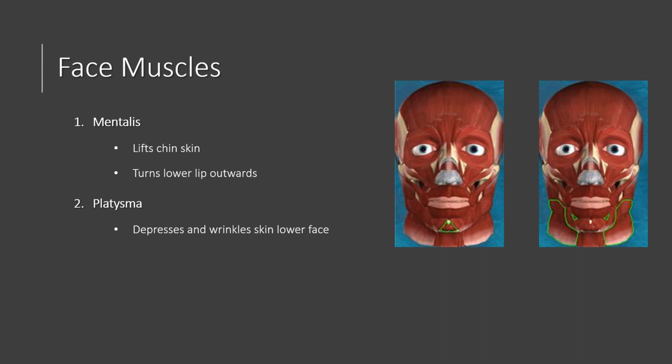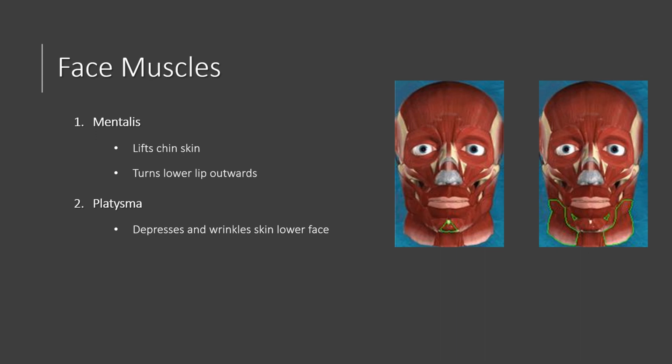So the mentalis is on the chin, and what it does is it lifts the skin on the chin and it turns the lower lip outwards. So that first picture on the left is the mentalis. The platysma covers the whole of the neck, and the platysma depresses and wrinkles the skin of the lower face. So it gives you your double chin, your jowly look as you get older, and the platysma is what we don't want to allow to get too saggy.